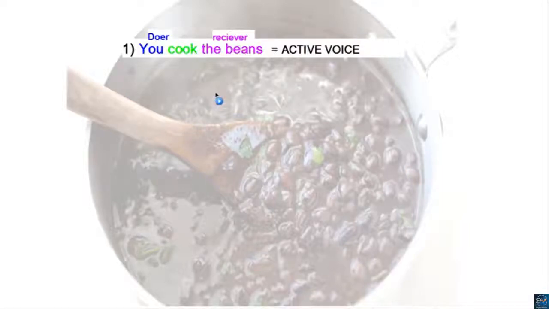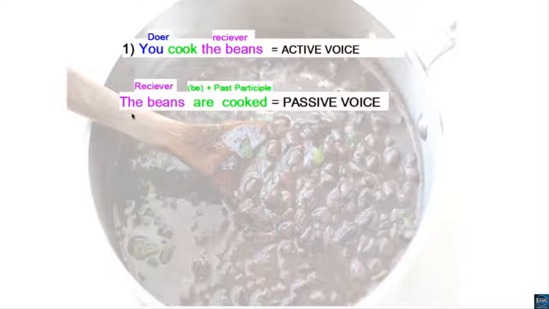But I don't want to use the active voice. I want to use the passive voice for a process because, first, I don't need to talk about who does this. I don't need to talk about the person. I want to talk about the beans. I want to talk about the process. So, for example, the beans are cooked. And this is the passive voice because I begin with my receiver, the beans, and then I use my passive voice conjugation. I use be in the plural form and the past participle cooked. The beans are cooked. That's the passive voice.